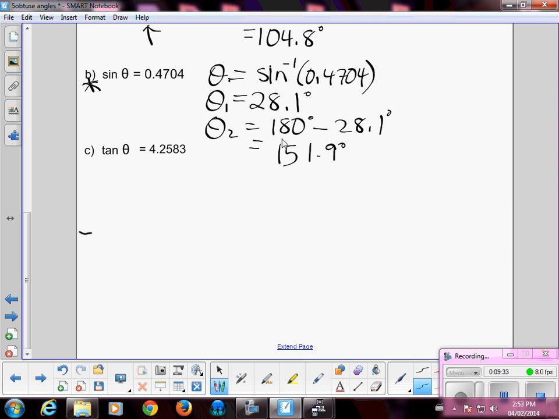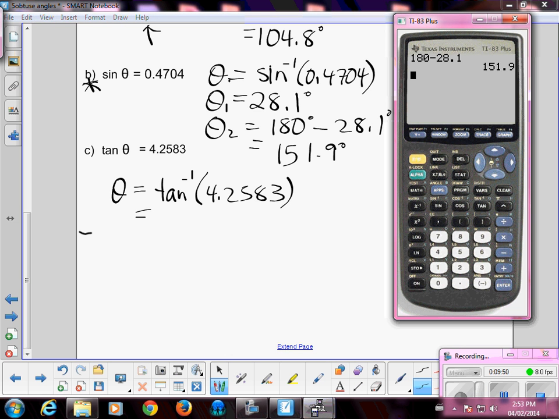I could do it. Okay, tan of a positive number, so I know it's going to be acute just by that alone. So tan inverse of that number, and let's see what we end up with on our calculator for this one. So tan inverse 4.2583. Enter. So 76.8.